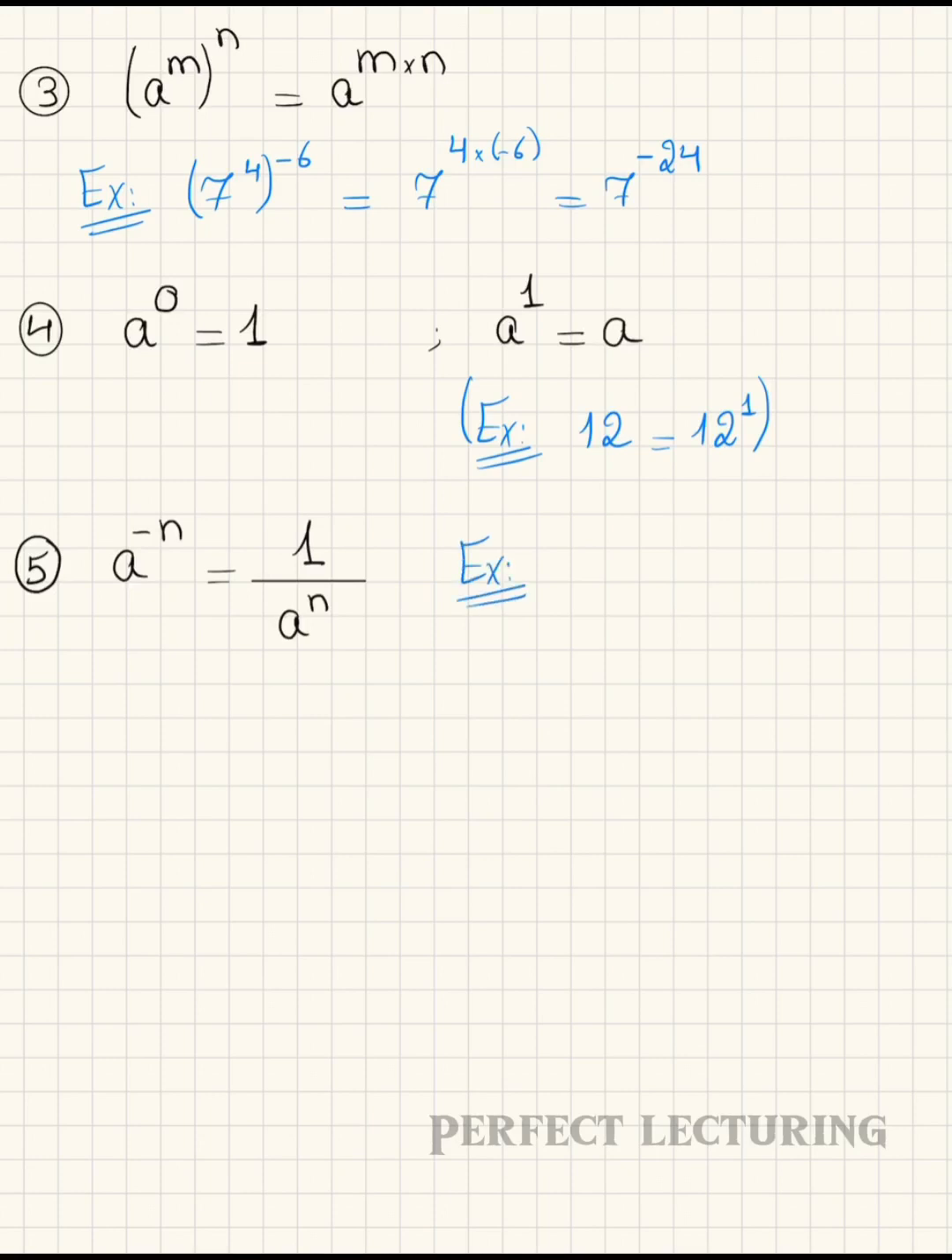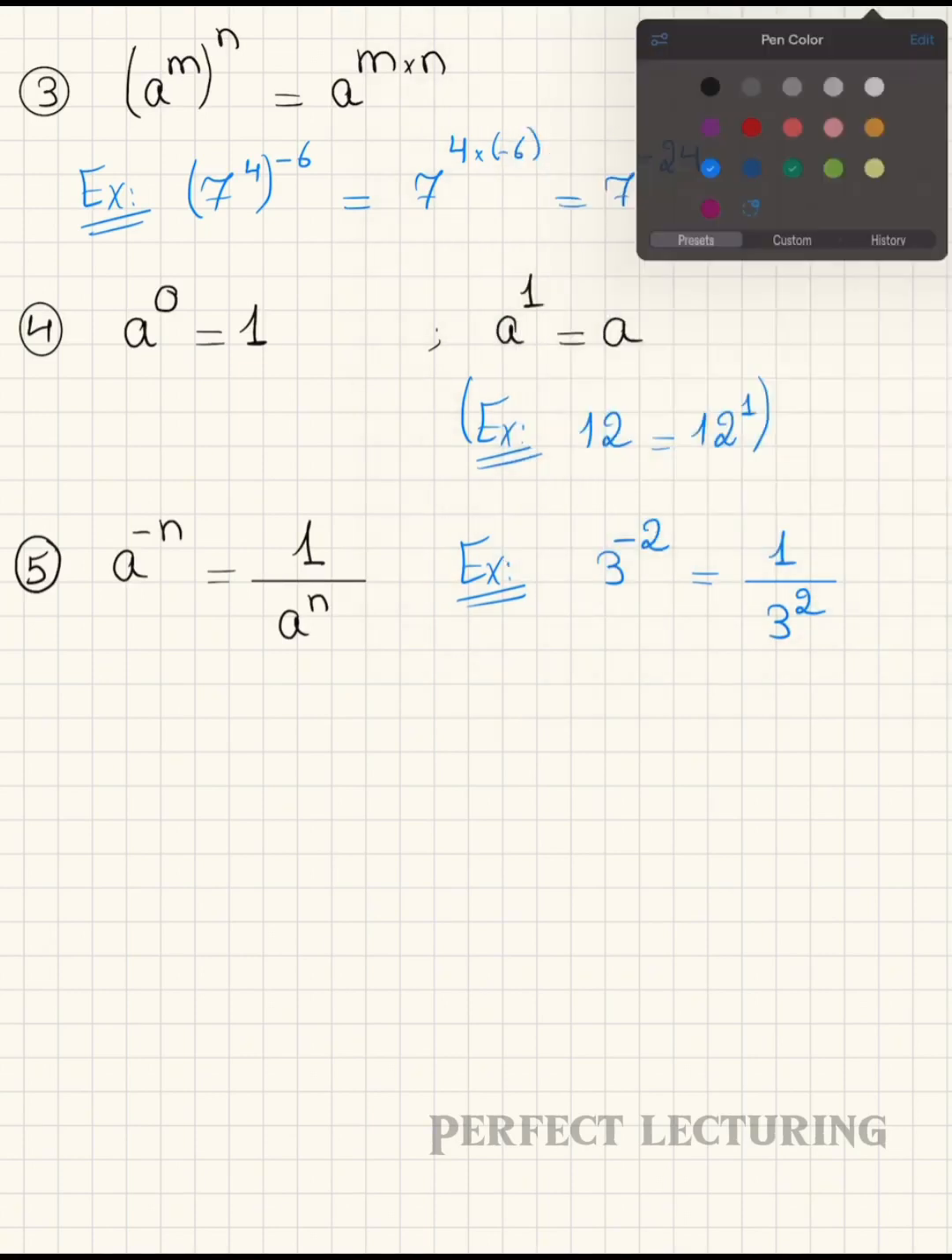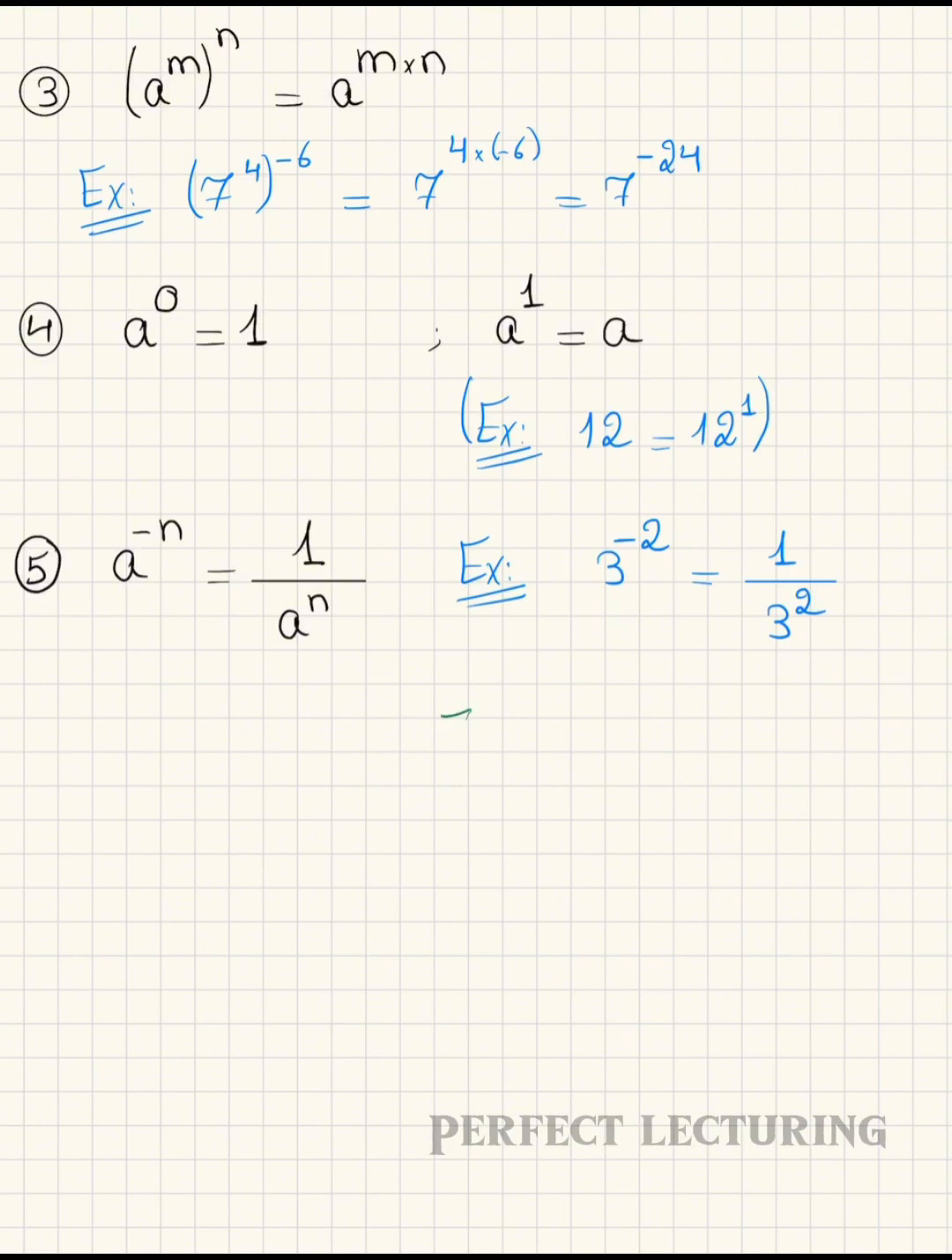Let's say you have very simply 3 to the power of negative 2, and let's say this minus is just bothering me. I want to get rid of it. Okay, no problem. You can simply write it as 1 over 3 to the power of 2. Problem solved.